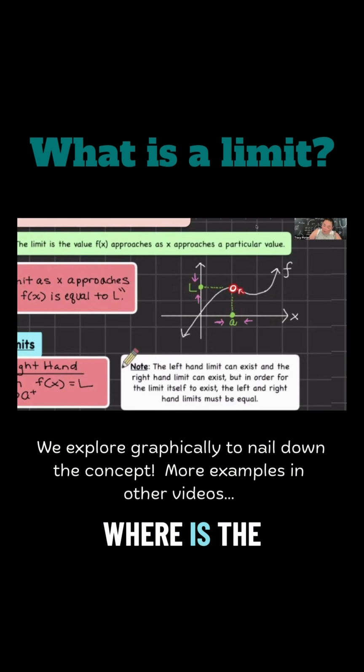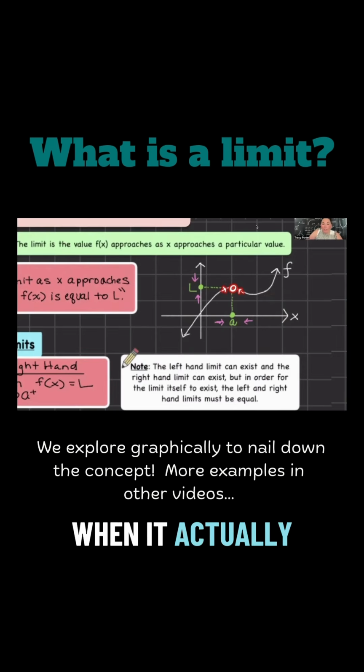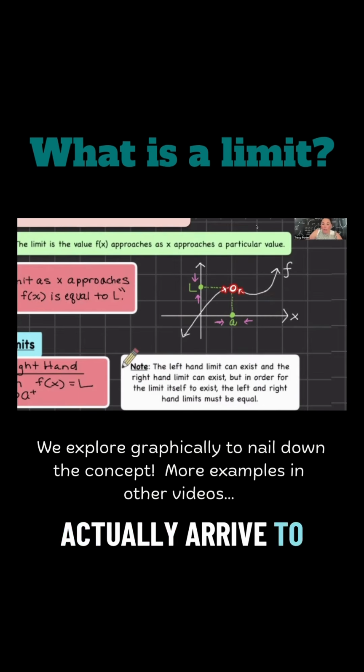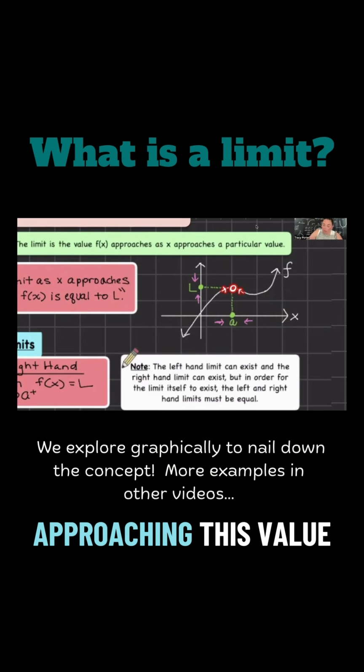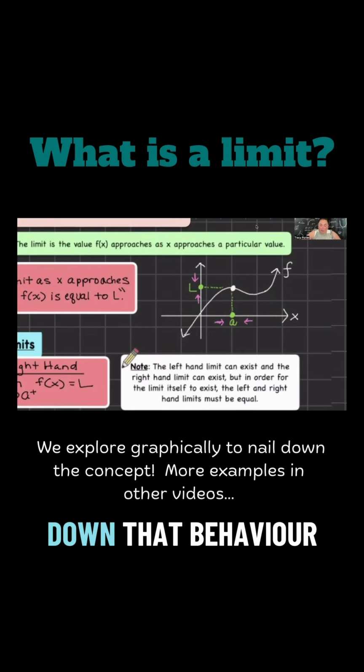So we're saying, where is the function going? Not what happens when it actually gets there, but if it continues this behavior, where would it arrive? That's why we use the term approaches. It is approaching this value L. When it gets there, it may or may not be equal to the value L, but that's not what the limit is. The limit is what it is approaching. Where is it headed, if it continues down that behavior?